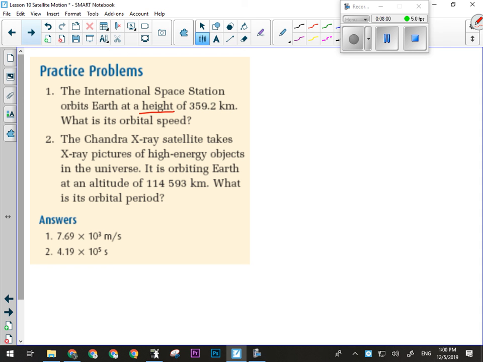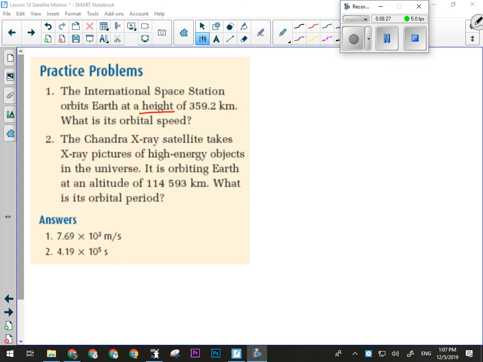Giving you the height. If it's giving you the height, what do you need to add on to that? The radius of the Earth, right? If it says height, altitude, or above the surface, it's trying to trick you. It's trying to see if you remember you need to add on the radius of the Earth in order to get the center-to-center distance that we need. All right, so give those two a try, see how we do.